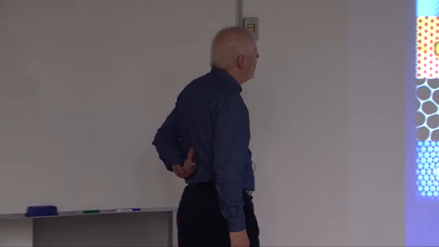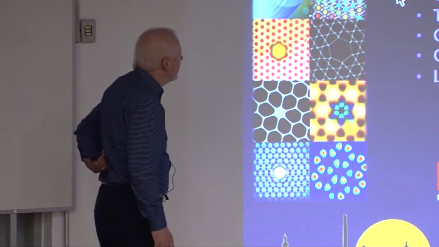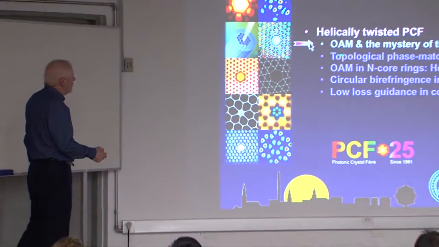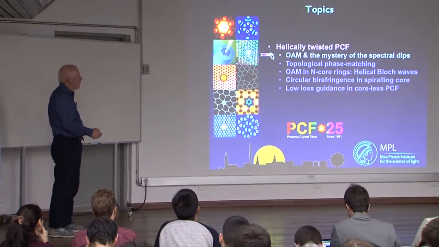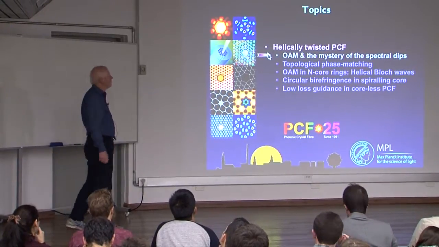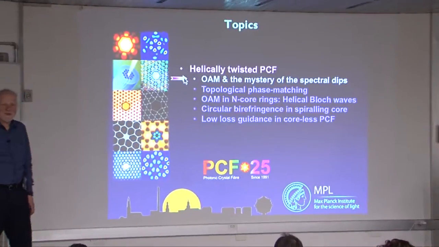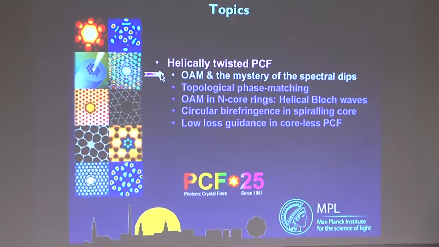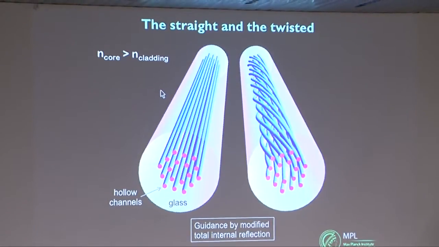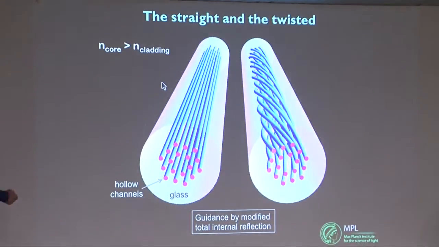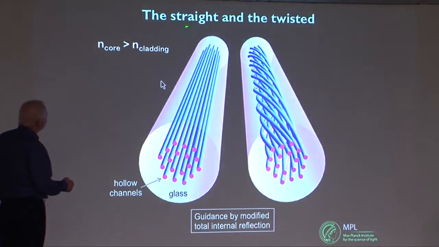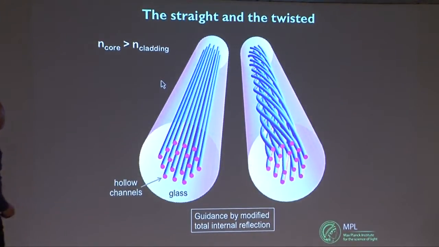So let's think about helically twisted PCF. And I'm calling this orbital angular momentum, OAM, and the mystery of the spectral dips. This is an Agatha Christie mystery story for you. Well, anyway, the mystery of the spectral dips. So there's the straight and the twisted. Once again, English for you, these have double meanings. But don't think about that.